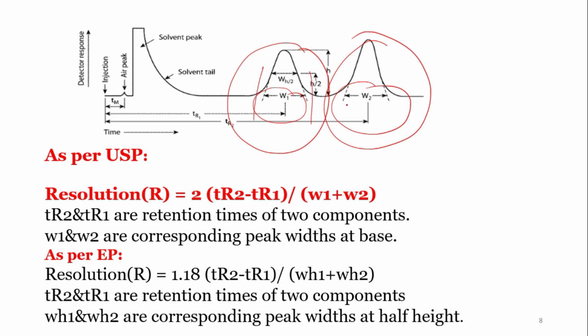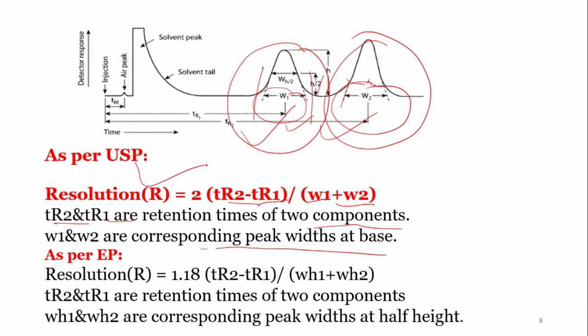We have drawn a structure here, and it is taken on the basis of the height, half of the height, and here half of the height. So resolution is equal to 2 times TR2 minus TR1 divided by W1 plus W2. If you can pause the video and see the difference of this W1, W2 and the meaning of this height, you will easily understand the meaning of resolution. TR2 and TR1 are the retention times of two components, right? W1 and W2 are corresponding peak widths at the base, as I described earlier.